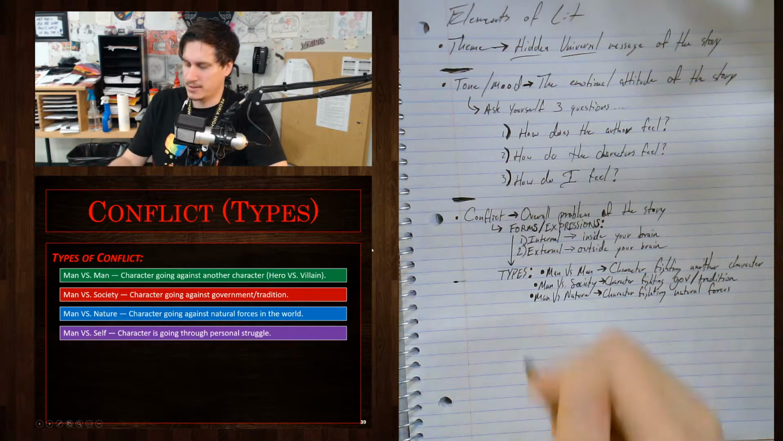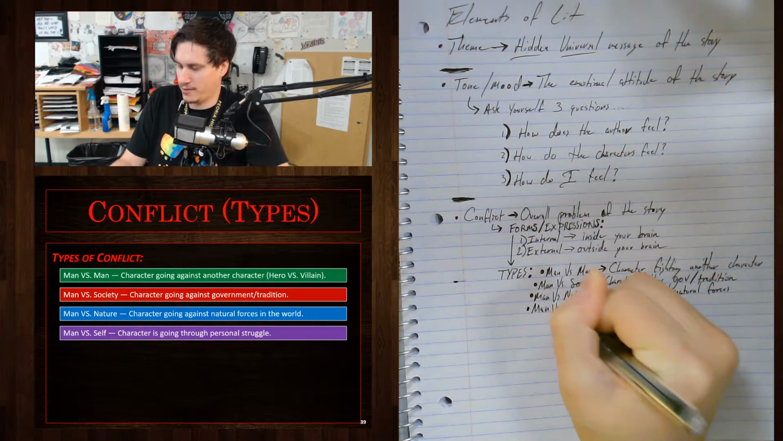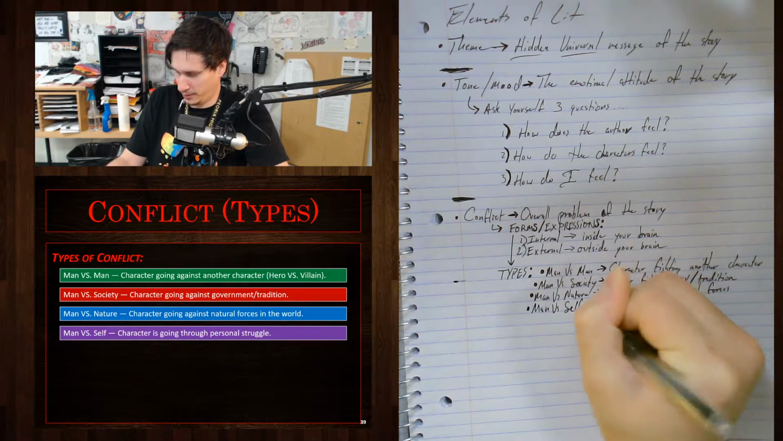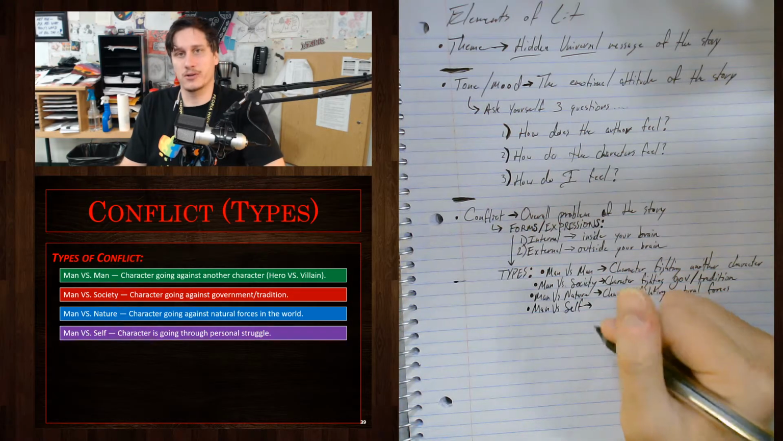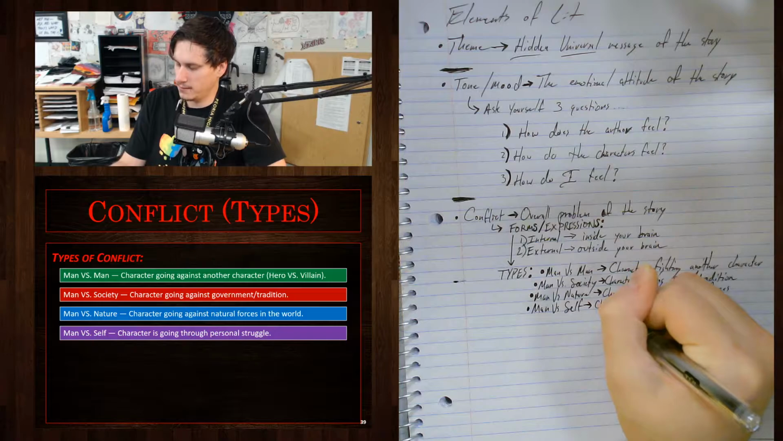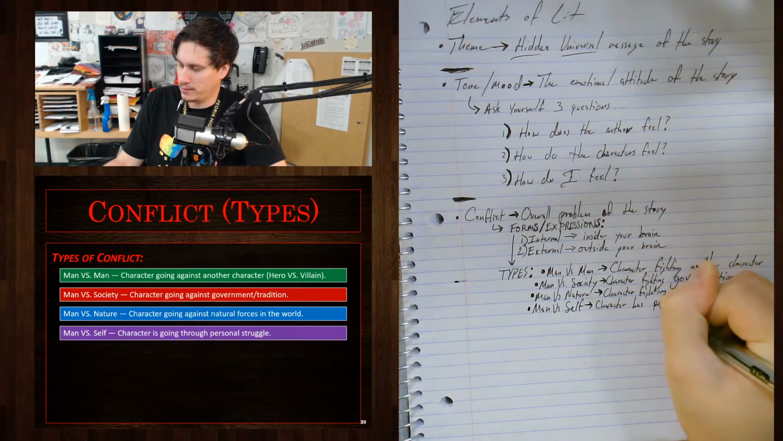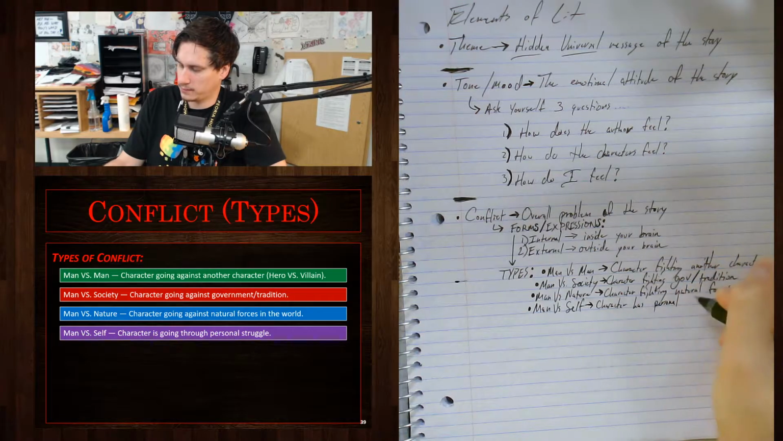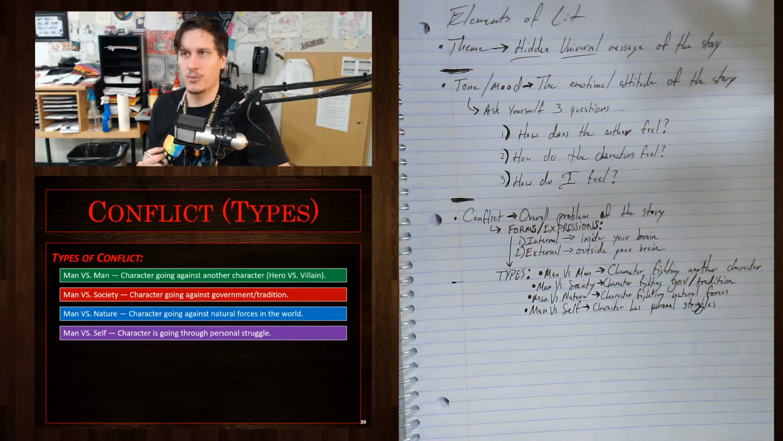Next, man versus self. Just basically every story ever in the history of ever, including real life. Man versus self is going to be when a character is having personal struggles. So a character has personal struggles. They're going through the struggles. Personal struggle is obviously going to be really, really open-ended.